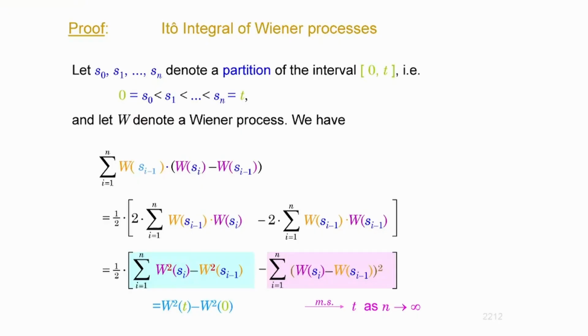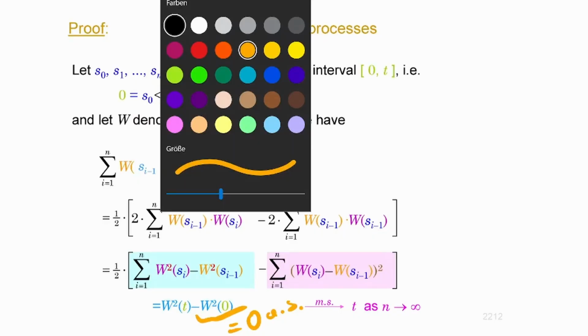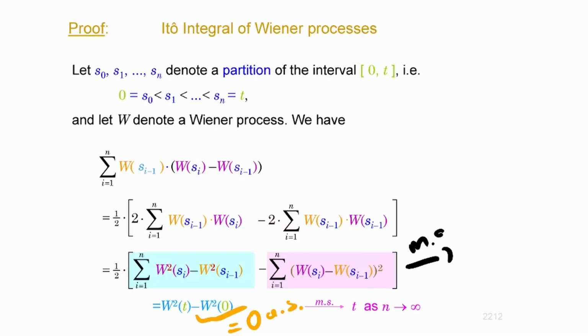And that is why you have 1/2 times the square of the Wiener process at time point t. This I didn't forget, but by definition, this is equal to 0 almost surely. And the final one, the mean square limit of that, would be simply 1/2 times the square of the Wiener process at time point t minus t. That's it. That is the limit.